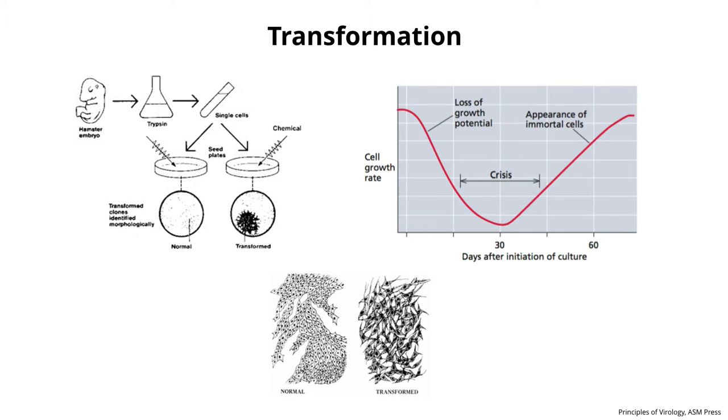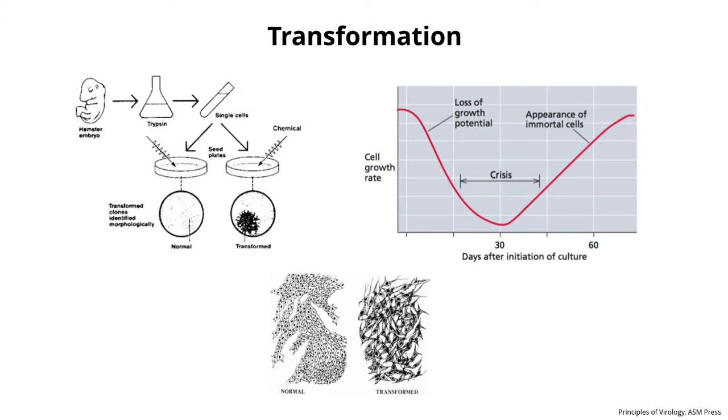And the cells, mostly fibroblasts, will stick to the plastic of the dish and form a nice monolayer, as shown here on the lower left, of what we call normal cells. These cells will grow. They will fill the dish. You can then trypsinize them and dilute them and replate them, and we call that a passage. You can do that 20 to 30 times, and eventually the cell growth rate will decrease, as shown on the graph at the right.